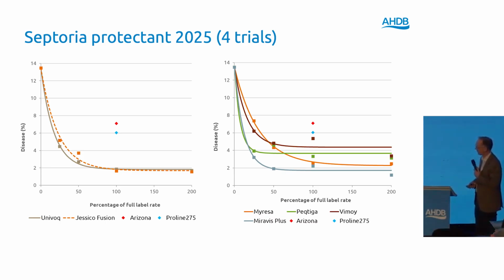On the left-hand side, you can see the mixtures. These are the 2 mixtures we were testing this year that we can share. One is Univoc, the other is Jessico Fusion. Both of those contain fenpicoxamid, Univoc with Proline, or prothioconazole, and Jessico Fusion with isoflucypram, and both performed very, very well in a protectant environment last year.